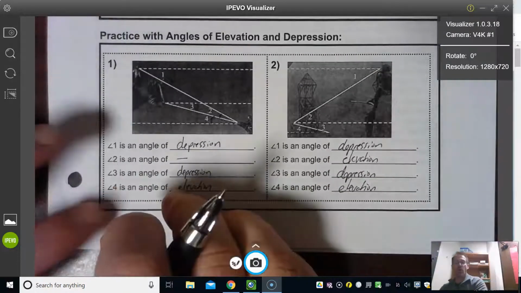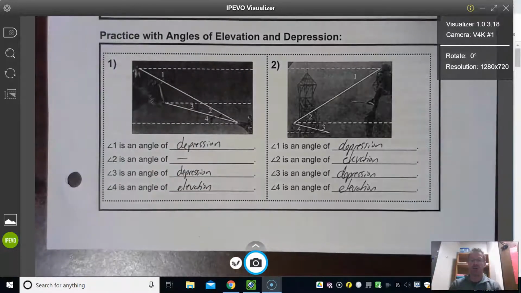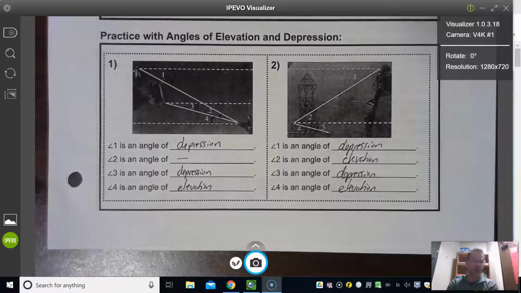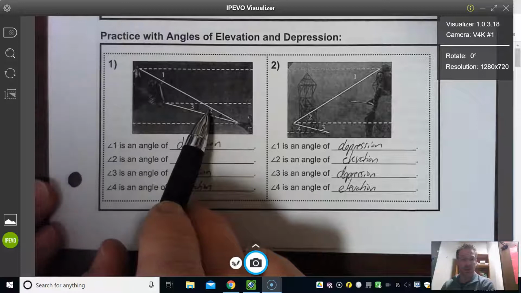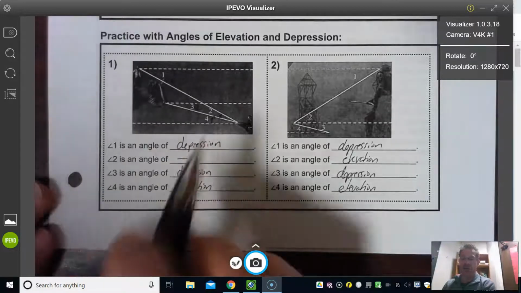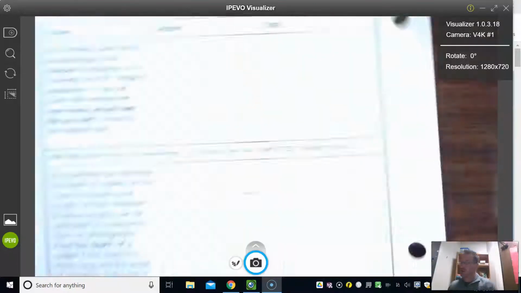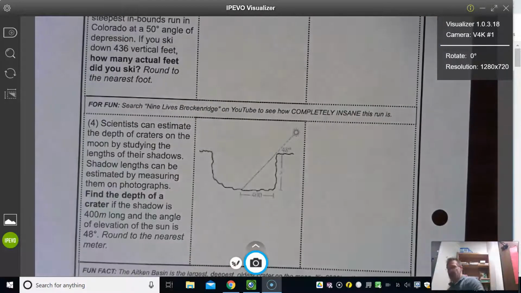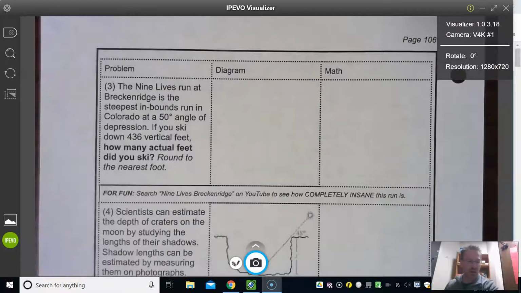So hopefully that makes sense to you with the difference between angle of elevation and depression. Remember, it has to be touching a horizontal. So if it's not touching a horizontal, like angle 2, it can't be either an angle of elevation or depression. All right, so let's flip to page 106, and let's go through a couple of examples of how we use angle of elevation and depression within context here.